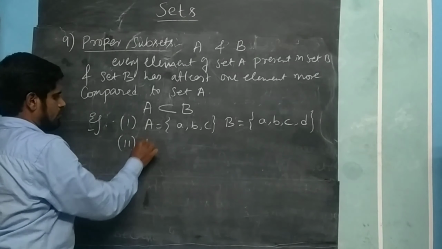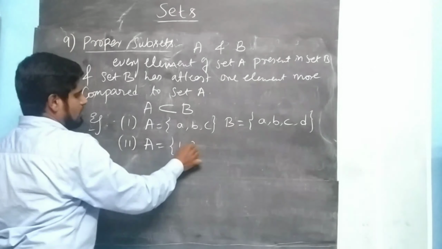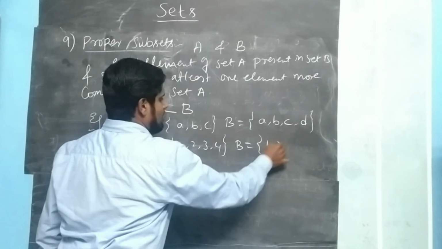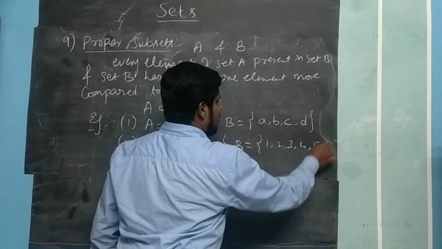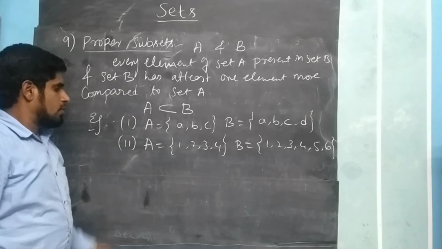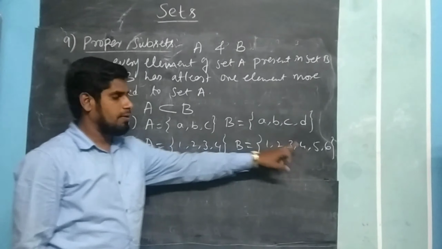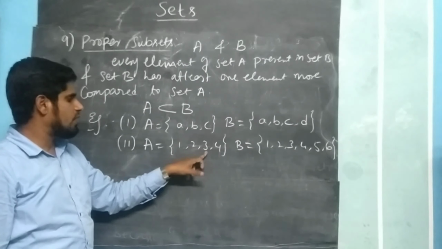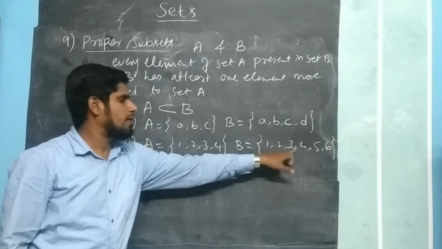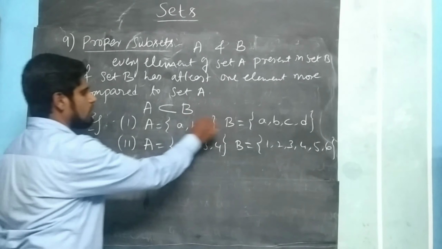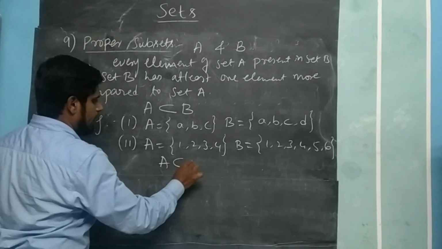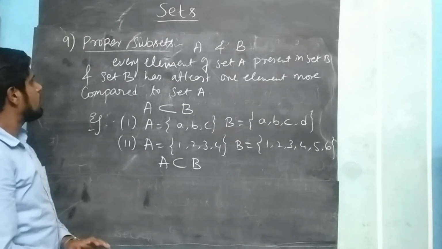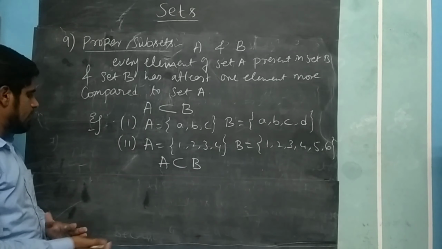Another example. A is {1, 2, 3, 4}. Then set B has {1, 2, 3, 4, 5, 6}. See, A is a proper subset of B here, because A has 4 elements and B has 6 elements, and every element of set A is present in set B. So in both cases, A is a proper subset of B. This is about proper subset.